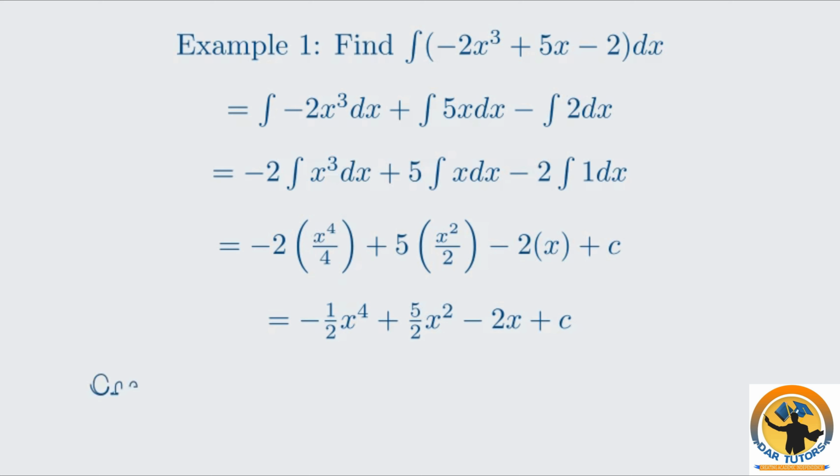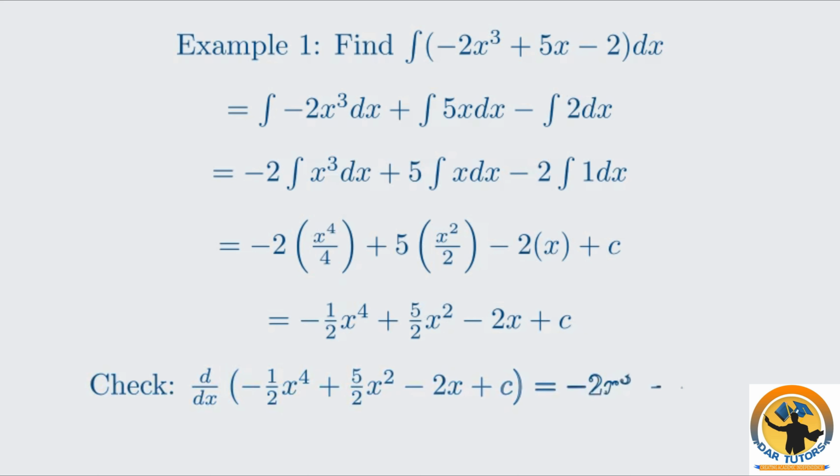A great way to check your work is to differentiate your answer. If you differentiate negative 1/2 x to the fourth plus 5/2 x squared minus 2x plus c, you should get back the original integrand, negative 2x cubed plus 5x minus 2.